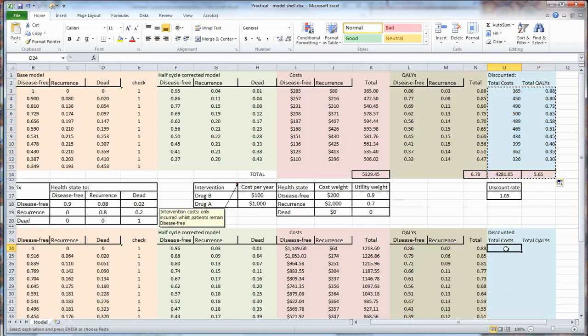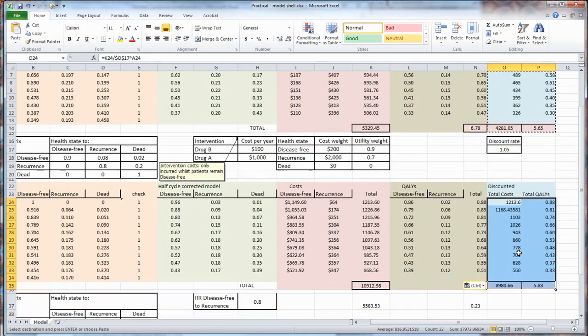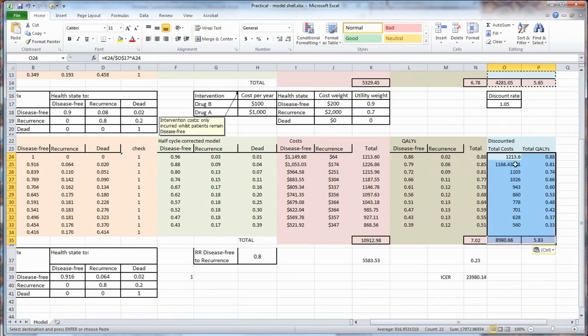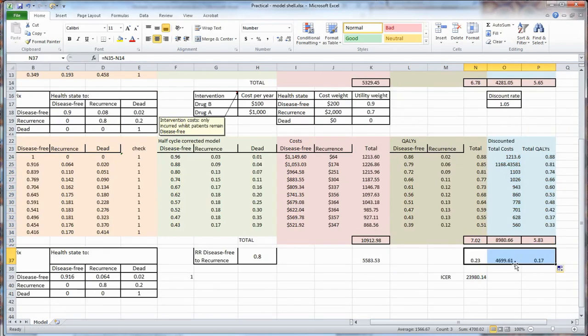And we can just copy that formula down for drug A, sorry. So we've got our total costs and QALYs here. We can again estimate the cost difference between drug A and drug B and the QALY difference. And you can see the QALY difference has decreased, and so has the costs. And then we can estimate the ICER as the cost difference divided by the discounted QALY difference.